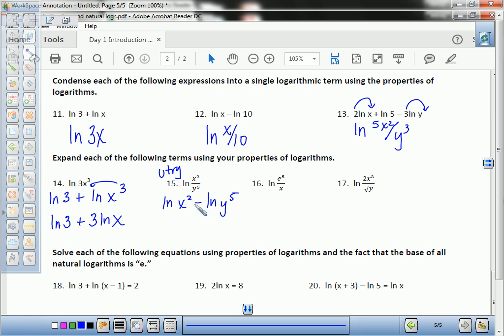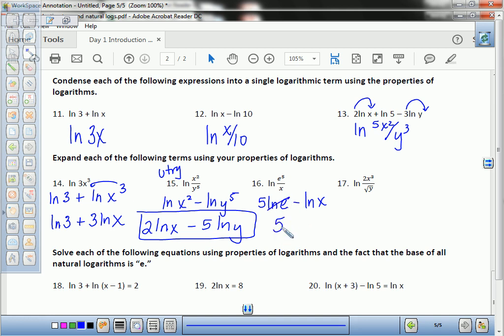All right, the division becomes subtraction, and then those powers can come out in front. Guys, you are more than welcome to do this in that one step and go straight to the answer. I'm good with that. All right, now this one's interesting because when we expand this, we get 5 ln of e minus ln of x. So what happens with that ln of e? What? 1. So it's just 5 minus ln of x.